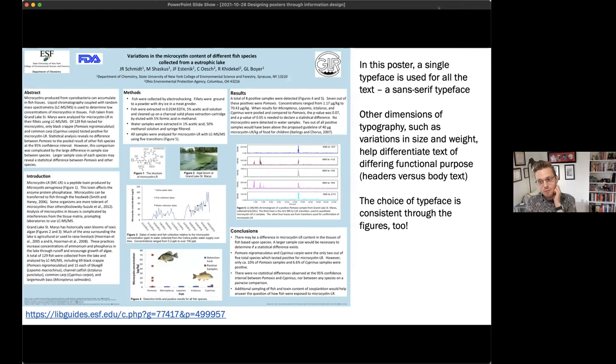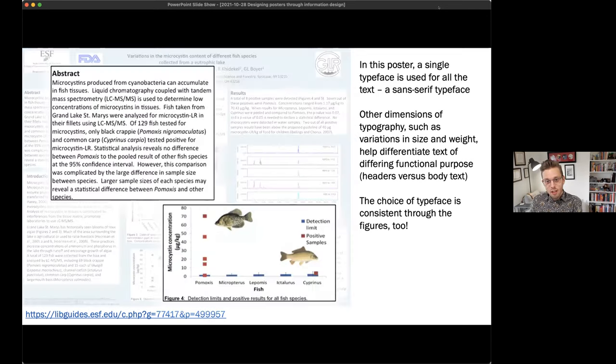In this poster, there's just one typeface used for all the text, the main body text, as well as the headings. So that typeface is a sans serif typeface, but other dimensions, such as the variations in size and weight, are being used to help differentiate that same typeface as serving different functional purposes in the poster.